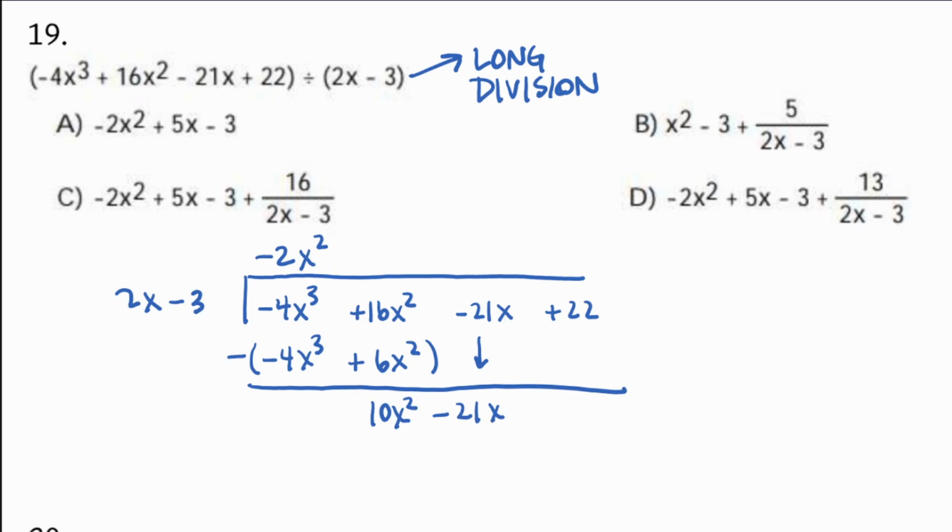Now I think to myself, what do I need to multiply 2x by to get 10x squared? I'd need a positive 5 and 1 power of x. And then I multiply 5x by 2x minus 3 down here, and I'm going to get 10x squared and negative 15x. Let's subtract this.